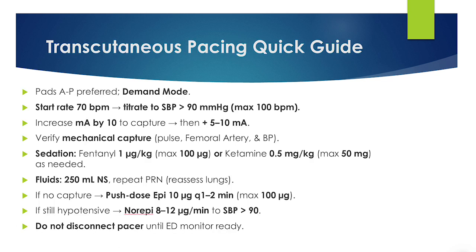So now we're going to move on to pacing. With pacing, we're going to start at a rate of 70, and we can increase that once we have capture. If we're still not getting a systolic blood pressure above 90, we want to titrate up that rate to a max of 100.